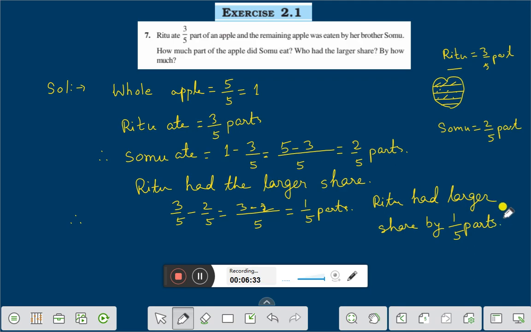You see, the whole part of the apple is 5 by 5, that is 1. Ritu ate 3 by 5 parts, therefore the remaining part Shomu ate, remaining part means 1 minus 3 by 5, that is we are getting 2 by 5 parts, right? From here, Ritu ate 3 by 5 parts and Shomu ate 2 by 5 parts. Since the denominator is same, this Ritu part is greater. Who had the larger share? Therefore Ritu had the larger share. By how much? Therefore you have to subtract Shomu's part from Ritu's part, right? That is 3 by 5 minus 2 by 5. 5 is the LCM, 3 minus 2 is 1 by 5 parts. Therefore, we can say that Ritu had a larger share by 1 by 5 parts.